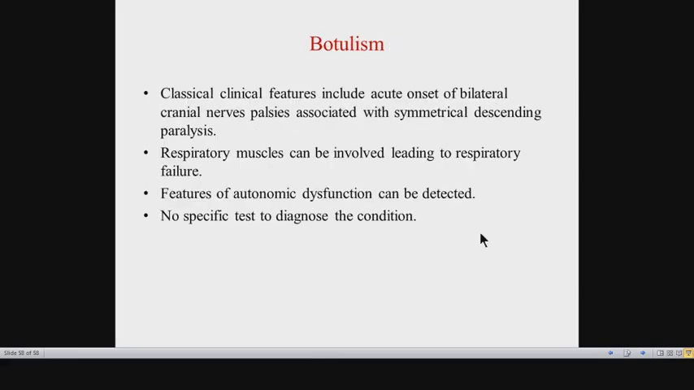Then we move to the last neuromuscular junction disorder, which is botulism. Botulism is an infectious disorder caused by Clostridium botulinum infection. And this bacteria releases neurotoxins, and these neurotoxins will lead to neuromuscular block. How to acquire these neurotoxins? Normally these neurotoxins and this bacteria multiply in canned and bottled food stuff.